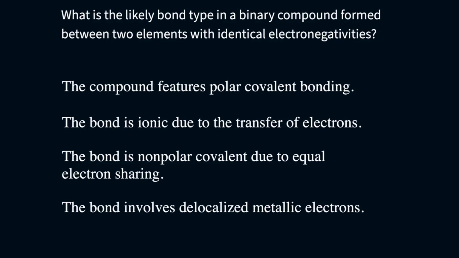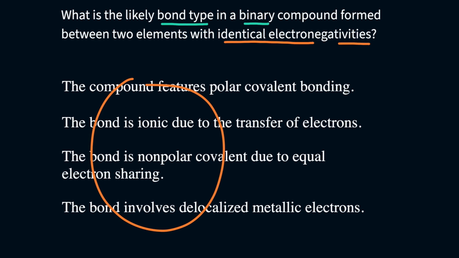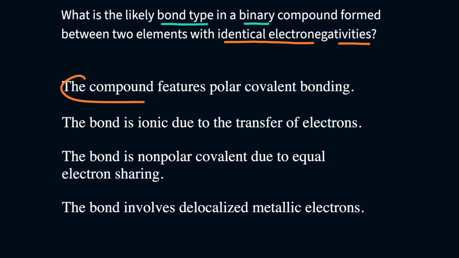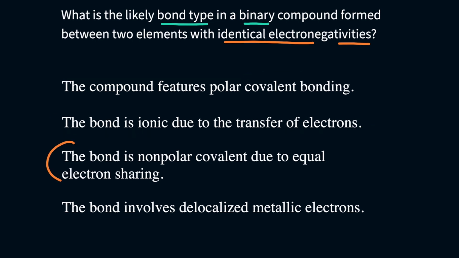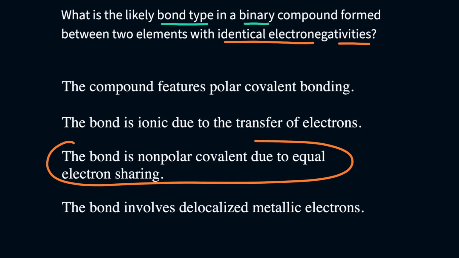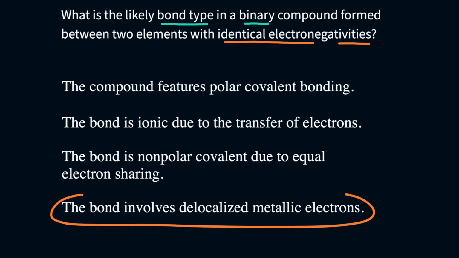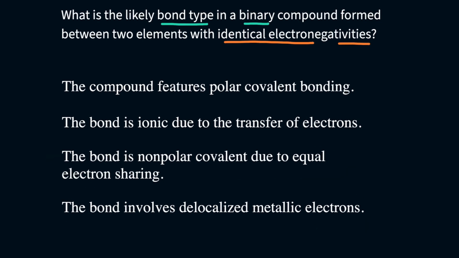What is the likely bond type in a binary compound formed between two elements with identical electronegativities? And then we have a multiple choice here, A through D. Would the compound feature polar covalent bonds? Would the bond be ionic due to transfer of electrons? Would the bond be nonpolar covalent due to equal electron sharing? Or does the bond involve delocalized metallic electrons?